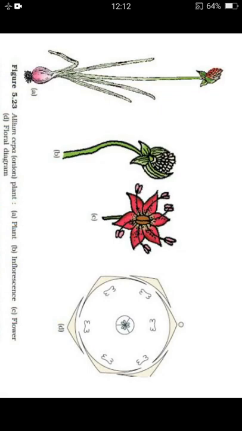Next, colchicine. The scientific name is Colchicum autumnale. Apart from these two, some more examples are there. We'll tell you.